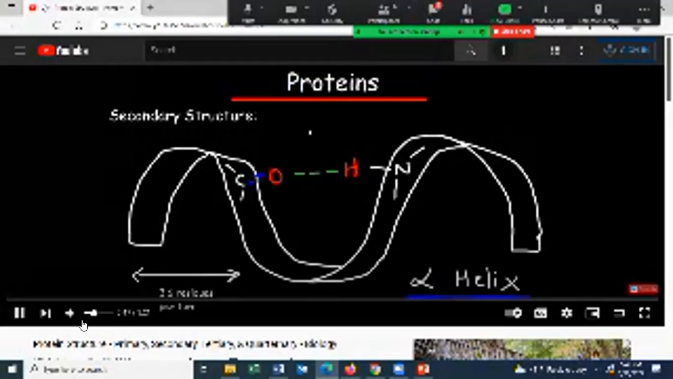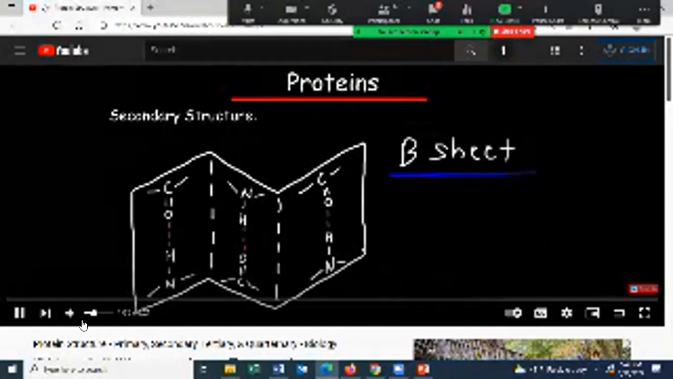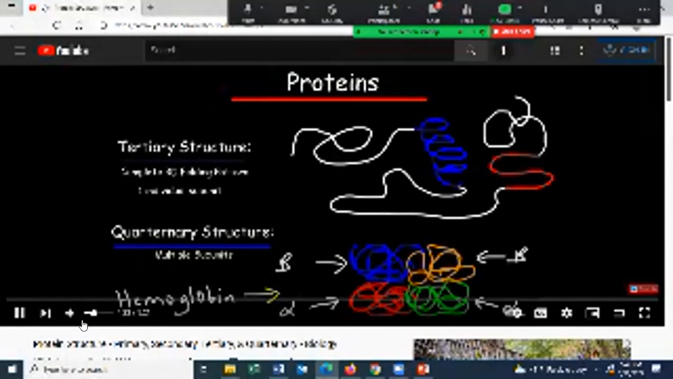In the alpha helix, you could see that it's stabilized by hydrogen bonds. The NH group of one amino acid interacts with the carbonyl group of another amino acid. And each turn contains about 3.6 amino acid residues. Now here is a visual illustration of the beta pleated sheet. Just like the alpha helix, it too is stabilized by hydrogen bonds between the carbonyl group of one amino acid and the NH group of another amino acid.